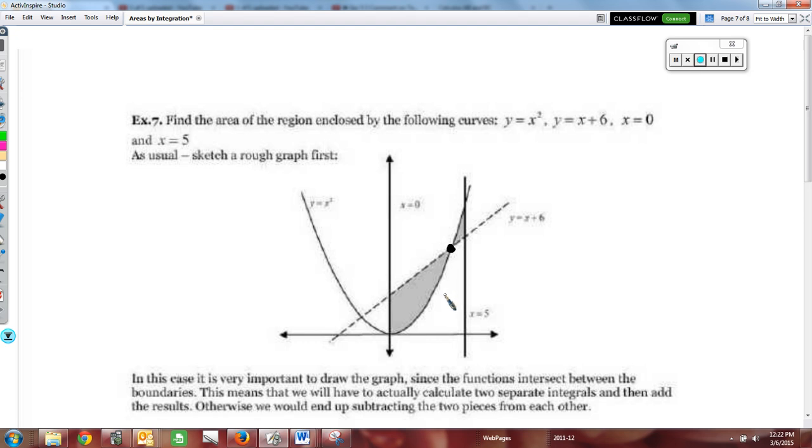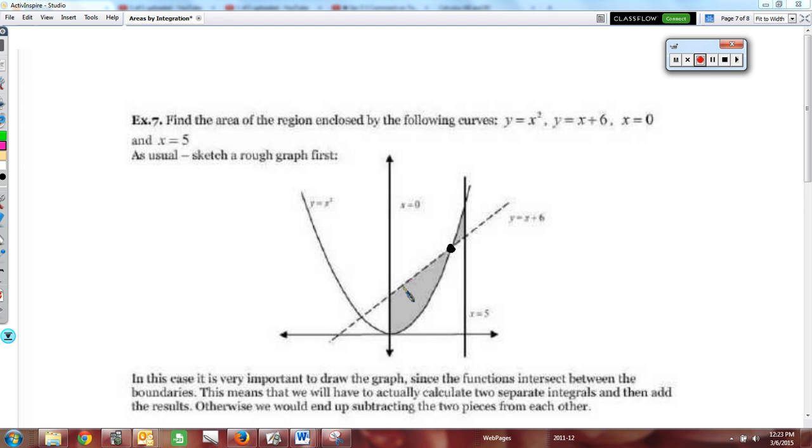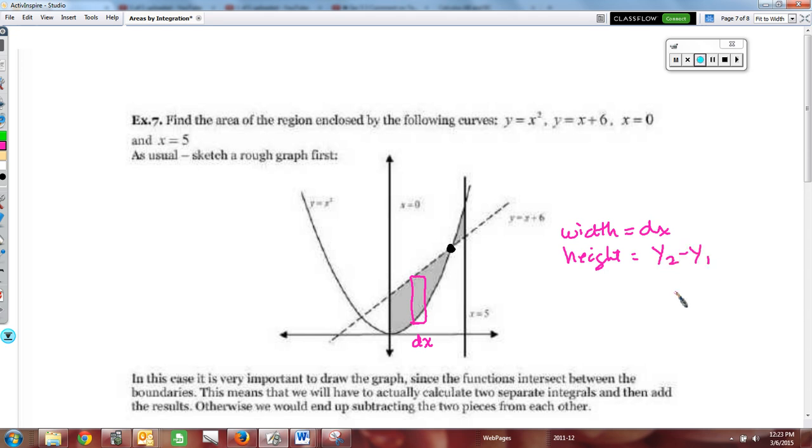And when we're taking a look at this, I am going to decide to do my rectangles in a vertical fashion, so I do make that decision. So I know that I'm going to be doing width is going to be delta x, and then my height is going to be the change in y, so it's going to be y2 minus y1, top minus bottom, okay?